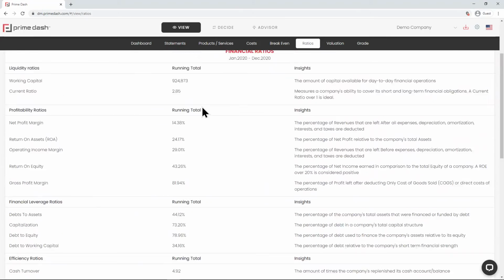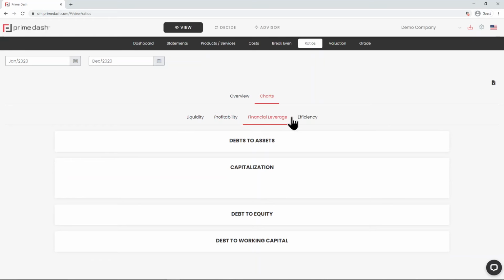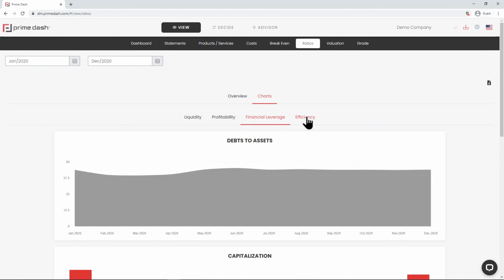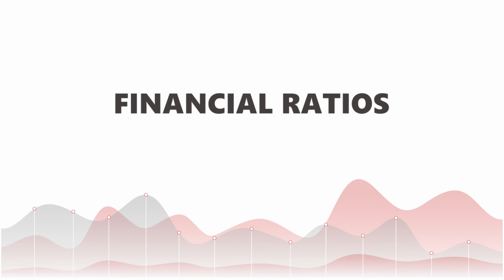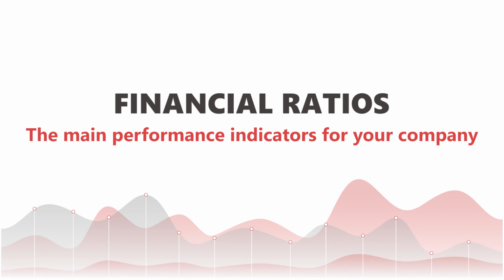In the charts section, you will have a dynamic view of your ratios, where you can observe the evolution of your financial ratios by changing the periods you want to see using the calendar at the top left of your screen. That was the summary of your financial ratios report in your Decision Maker account, where you can find the main performance indicators for your company.